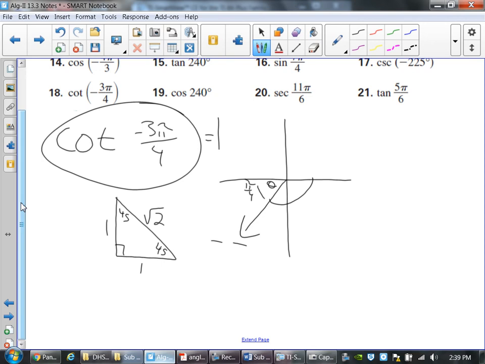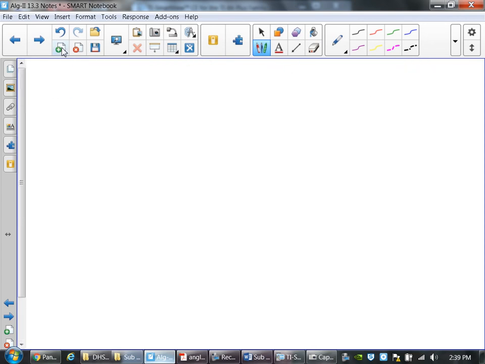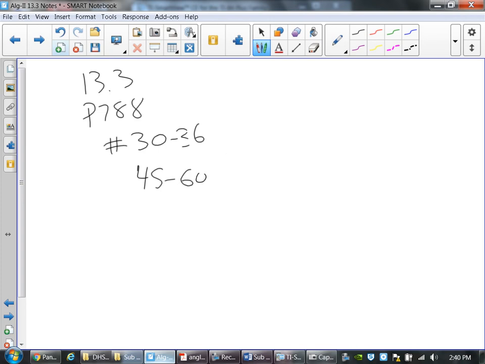Let's do this, 13.3, page 788. Numbers 30 to 36, and then 45 through 60. Okay, it's just a lot of spinning. You're killing me, Smalls. You'll get over it.